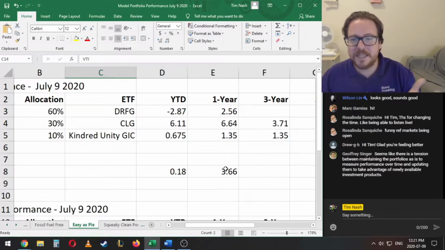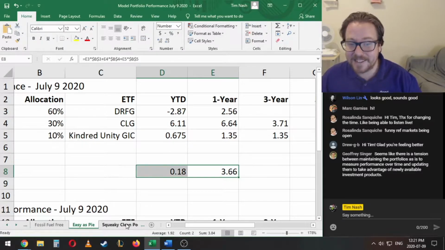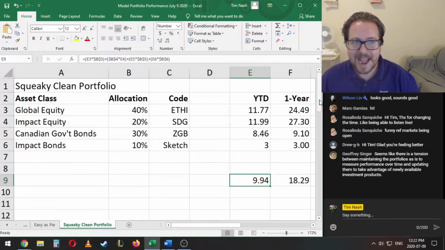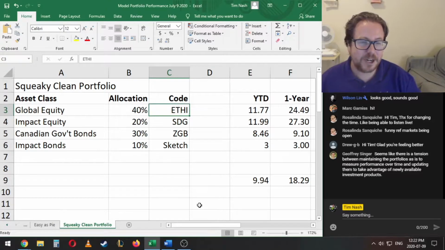So when it comes to the easiest pie portfolio, again, returns have been right where we expect them. Really the standout in terms of the portfolio has been my Squeaky Clean portfolio. And again, this is a new one. This has ETHI, which is the Horizons Global Sustainability Leaders ETF.